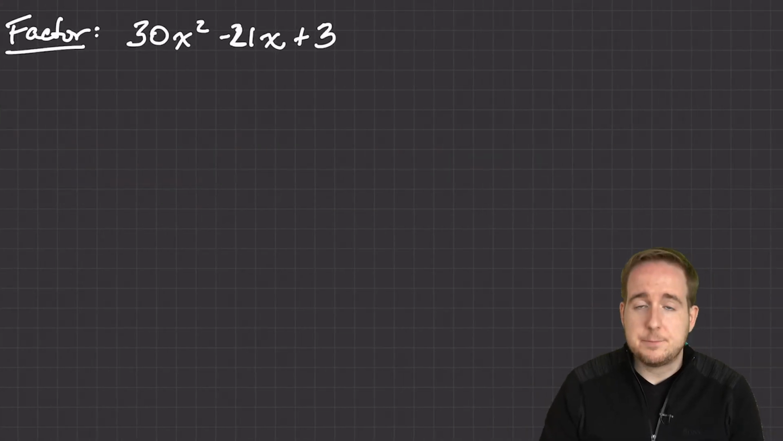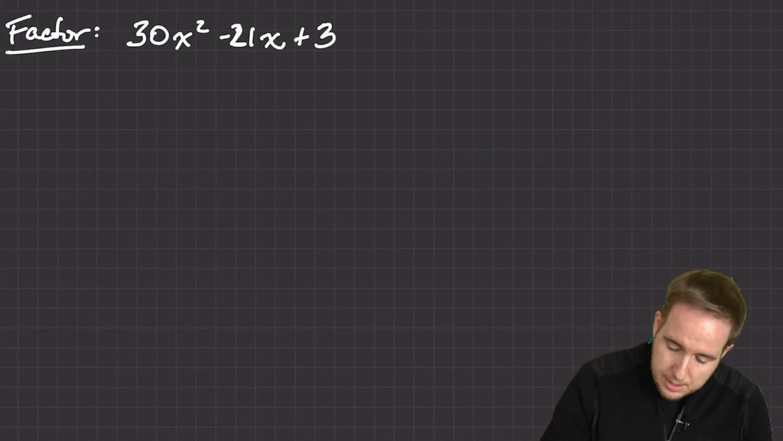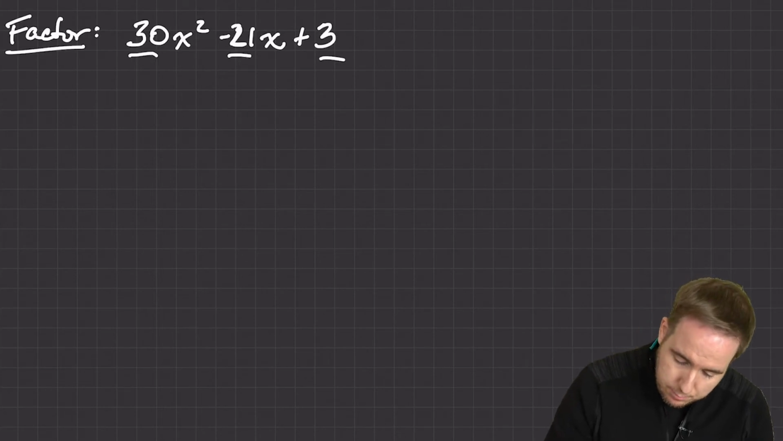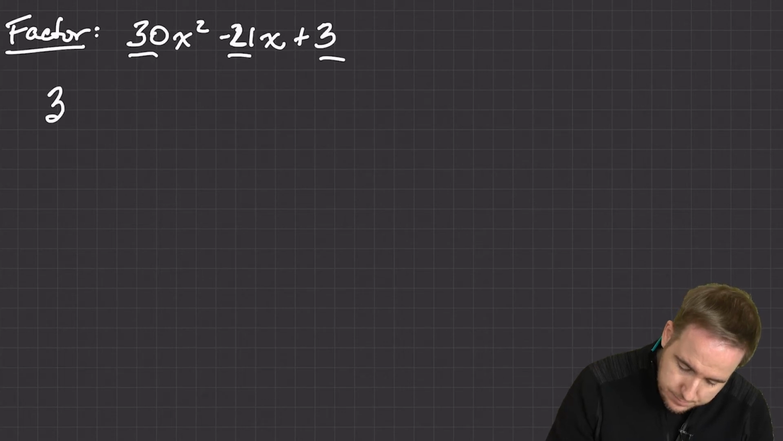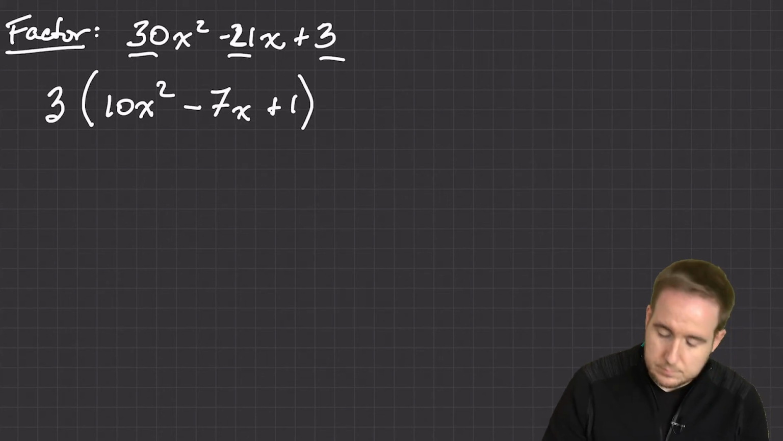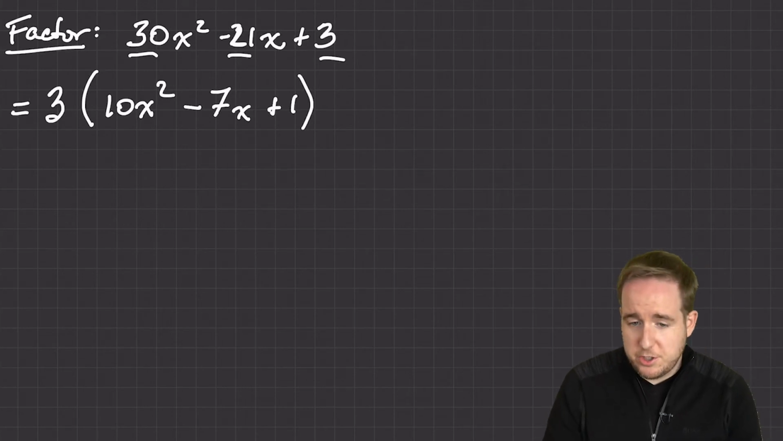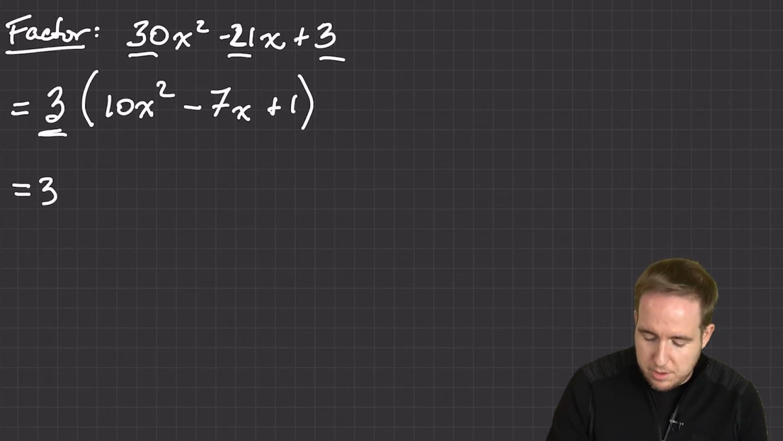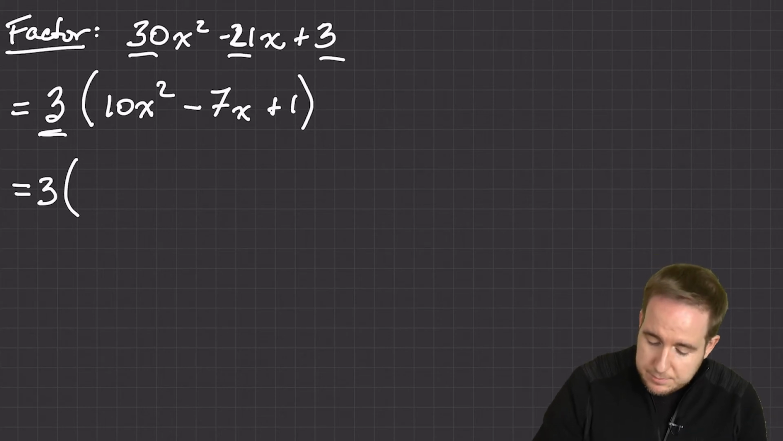So, another example. This one, you notice first, if you read this, that 30 and 21 and 3, all of those are divisible by 3. So let's do this. 3 times 10x squared minus 7x plus 1. Okay? Now, this is good because as far as the question is concerned, I can more or less pretend that this 3 is not there. Every line will just start with a 3, and I can do the same steps to deal with this.